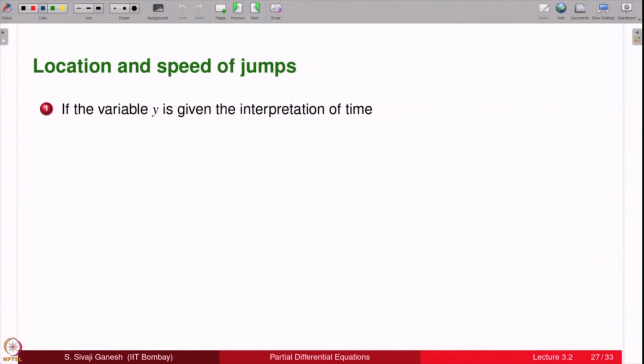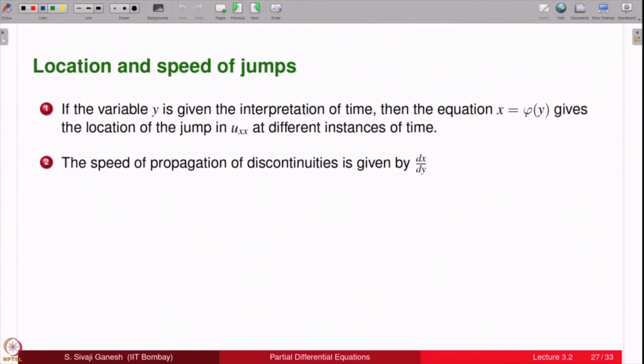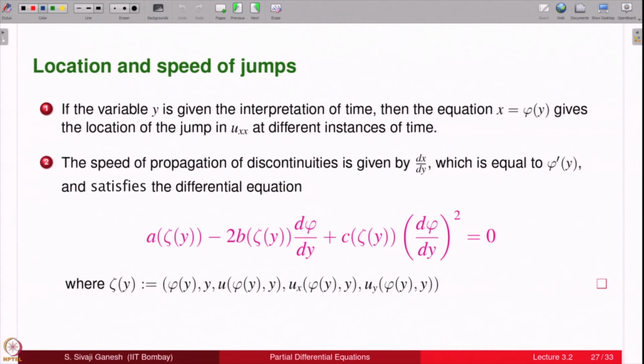So, location and speed of jumps. If the variable y is given the interpretation of time, the equation x equal to phi of y gives the location of the jump in uxx at different instances of time. The speed of propagation of discontinuities is given by dx by dy, which is equal to phi dash of y. Dx by dy is phi dash of y and satisfies the differential equation a of zeta y minus 2b zeta y phi dash plus c of zeta y phi dash square, where zeta y is given by this tuple.